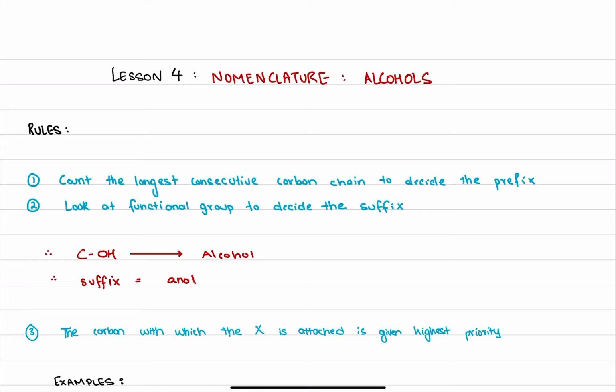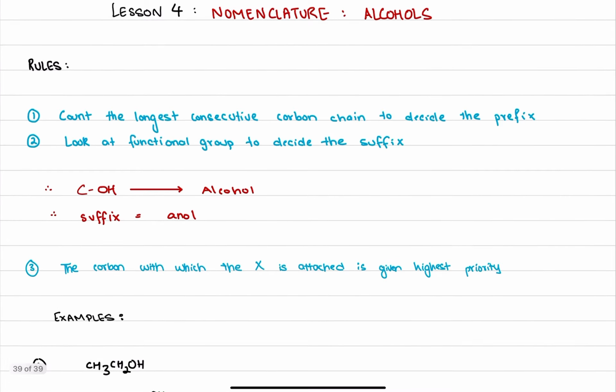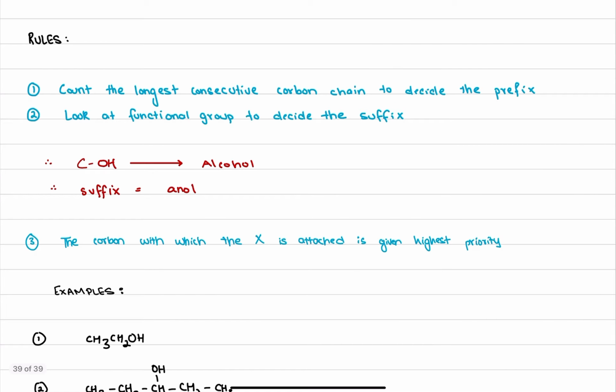Today we will be looking at another homologous series, which are alcohols. So as always, we will go over our rules. The only rules that you need to know for this video are to count the longest consecutive carbon chain to decide the prefix, and look at the functional group to decide the suffix.